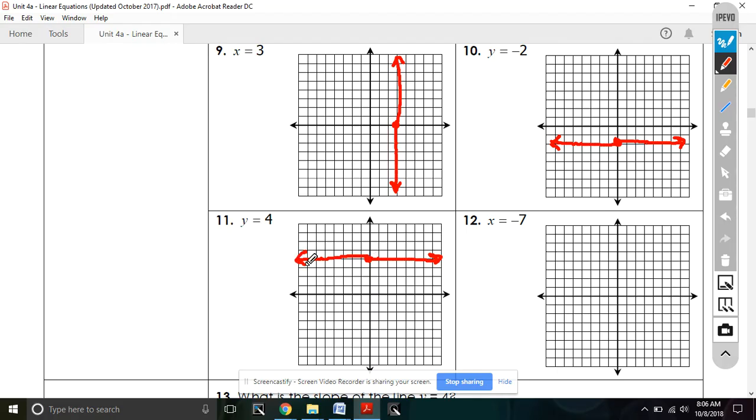All right. X equals -7. 0, -1, -2, -3, -4, -5, -6, -7. Again, I know that this line is up and down because it is at x equals.